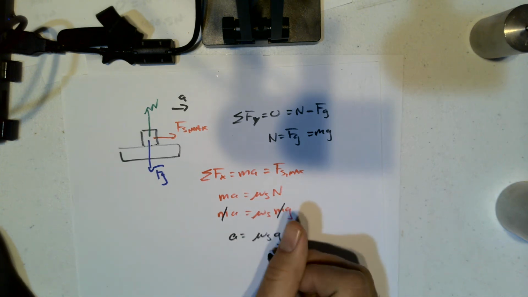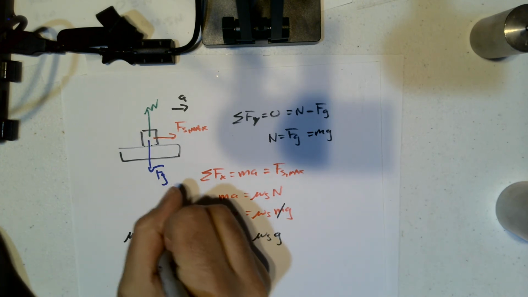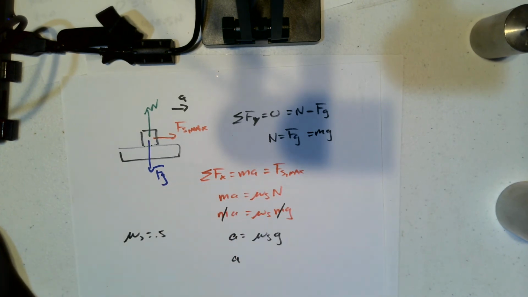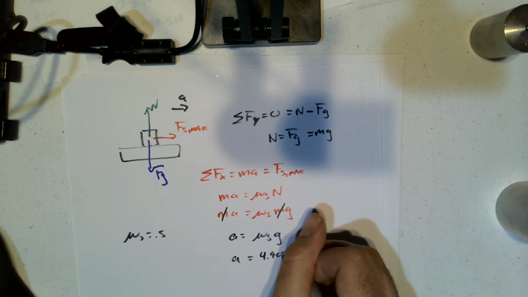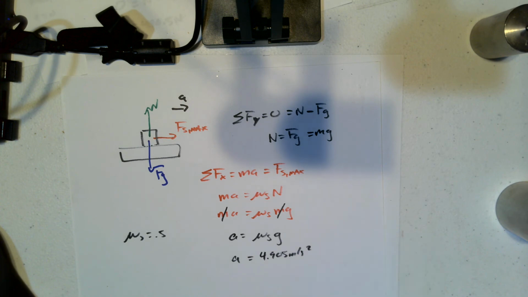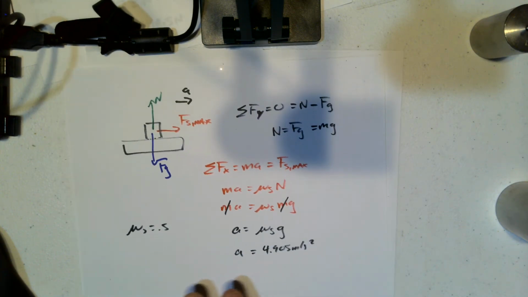So let's say for the sake of argument that mu was 0.5. That means our acceleration is 0.5 times 9.81, so we could move this forward at 4.905 meters per second squared. And that would be the largest acceleration we could have prior to slipping. And what you're going to find is that we can do anything between 0 and this value.